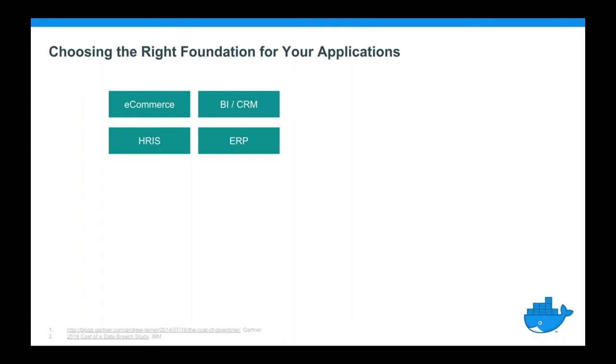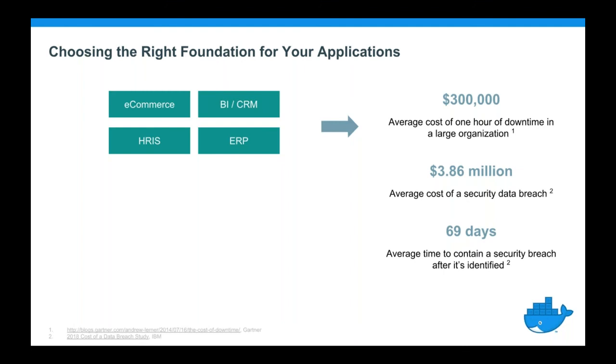Some interesting stats come around in terms of what happens when you don't have access to these applications. What happens when the apps aren't online? A couple of different studies from different reports estimate, which is a little old but still relevant, that each hour of downtime can cost an organization $300,000 on average. The other issue with applications is, what if you are subject to a security breach? In that case, the average cost of a security breach can be up to almost $4 million. And then the last part of that is, let's say there was a security breach, but you need to actually address it, contain it, and then remediate the issue. That can take almost an average of 69 days.